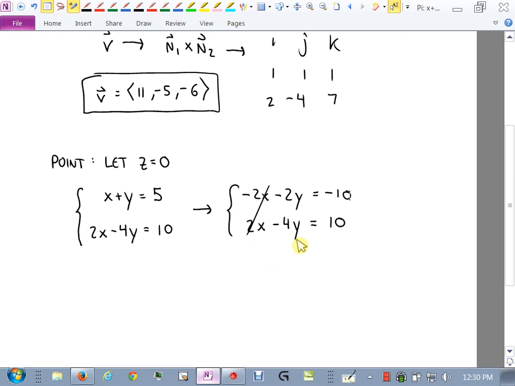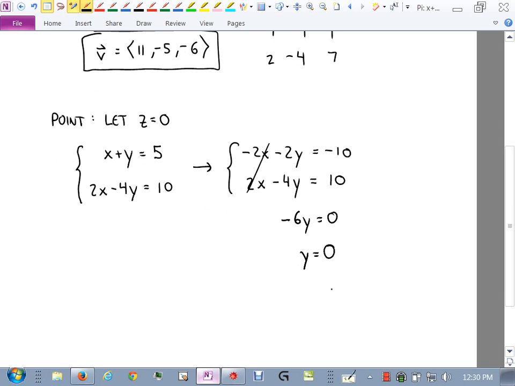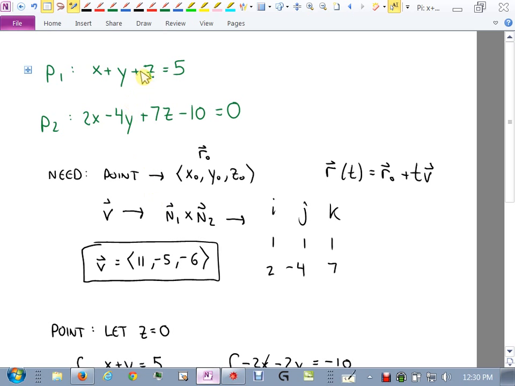What do we get here? y is 0, right? It's negative 6y equals 0. So y is 0. If y is 0, then what's x? 5. So it looks like (5, 0, 0) is a point that lives on both of them. Agreed? You could also just double check, go back up to the beginning, replace both y and z with 0, and yes, x is 5 in both equations, so that works.